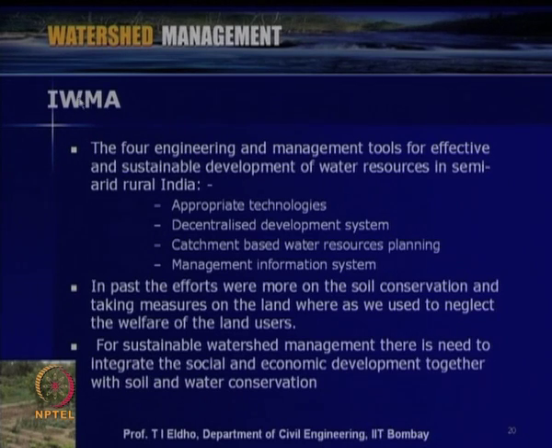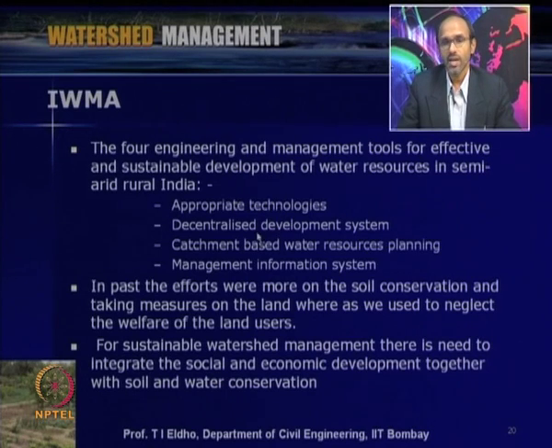Within the perspective of the integrated watershed management approach, as far as science and technology is concerned, four engineering and management tools can help in effective and sustainable development: appropriate technologies, a decentralized development system, catchment-based water resource planning, and a management information system. For the system under consideration we can develop appropriate technologies, go for decentralization, implement catchment-based or watershed-based planning, and develop an appropriate management information system.